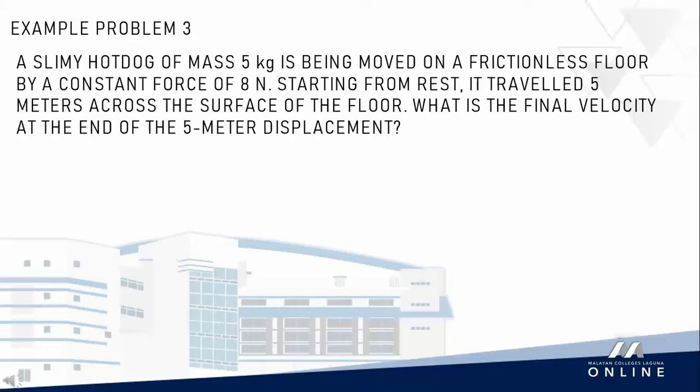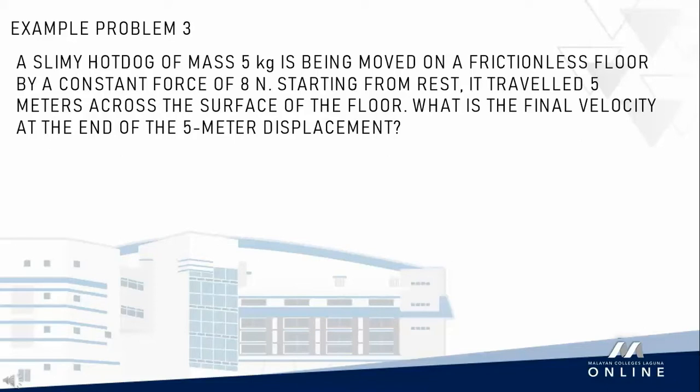For this last example in this lecture, I will let you do this. A slimy hot dog with a mass of 5 kilograms is being moved on a frictionless floor by a constant force of 8 newtons. Starting from rest, it traveled 5 meters across the surface of the floor. What is the final velocity at the end of the 5-meter displacement? Again, I will pause this video and try to solve this problem.